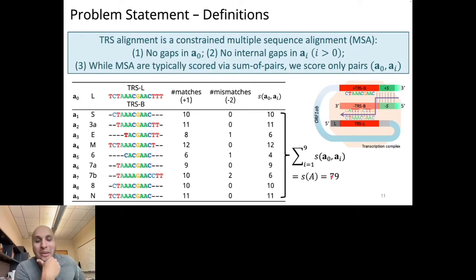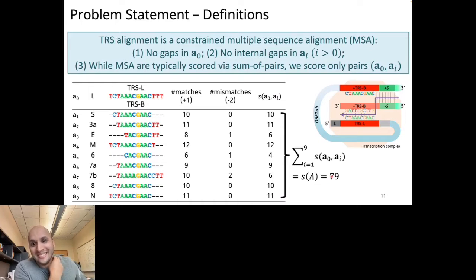So what I'm doing here is building a problem statement. The object that we care about is this TRS alignment. We don't know how to find it yet, but we know how to score it. So the natural thing we'll do next is find the TRS alignment with a maximum score.